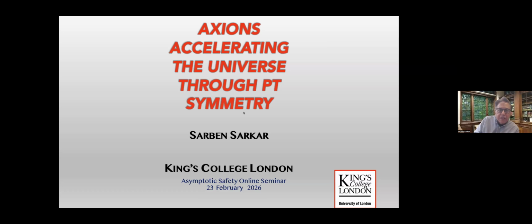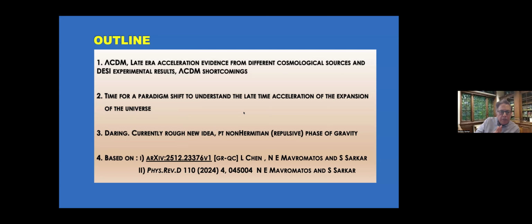I'm going to talk about axions accelerating the universe through PT-symmetry. So the outline of my talk is about lambda CDM, which is the standard model of cosmology, and the late era acceleration evidence from different cosmological sources, which is challenging the lambda CDM. And in particular, I shall talk about the DESI experimental results and related lambda CDM shortcomings.